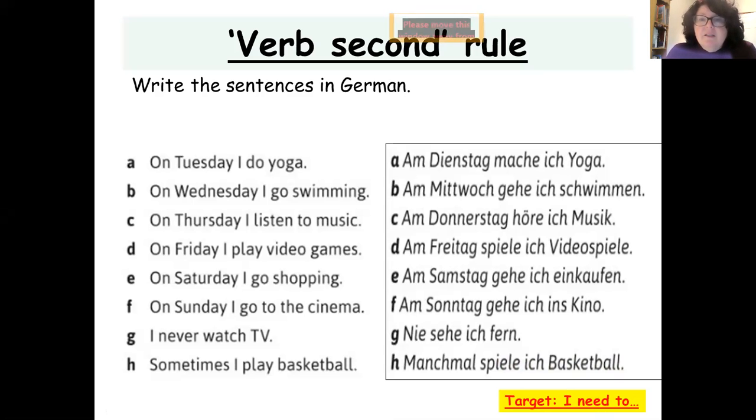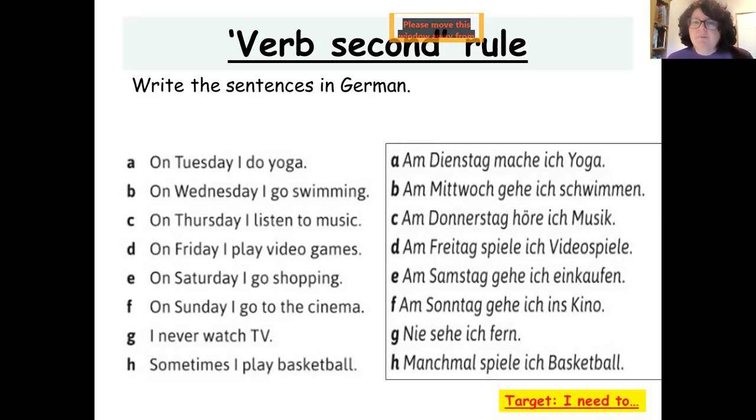Am Samstag gehe ich einkaufen. On Saturday, I go shopping. Am Sonntag gehe ich ins Kino. On Sunday, I go to the cinema. Nie sehe ich fern. I never watch TV. Manchmal spiele ich Basketball. Okay, sometimes I play basketball.